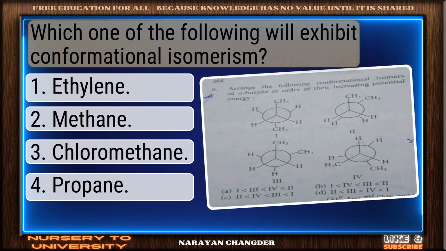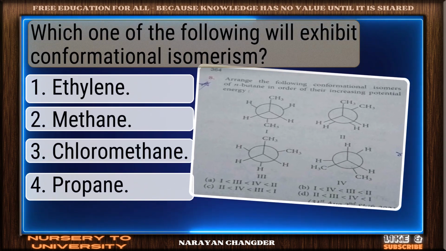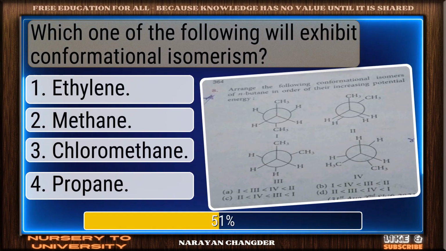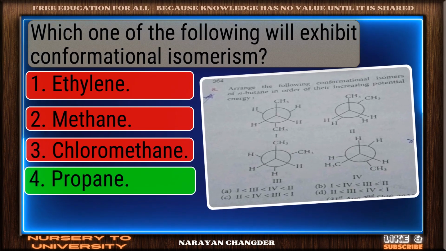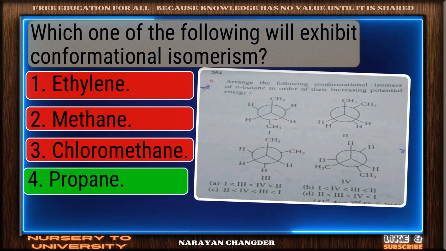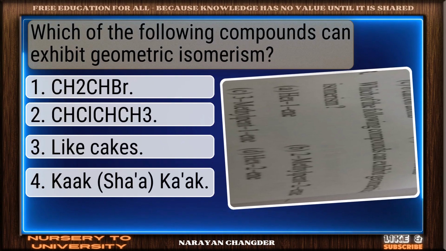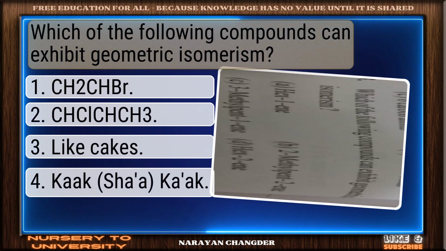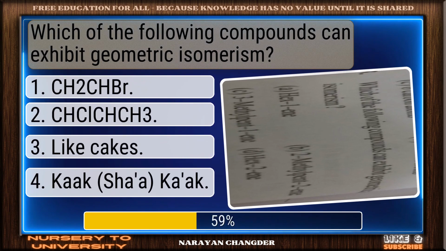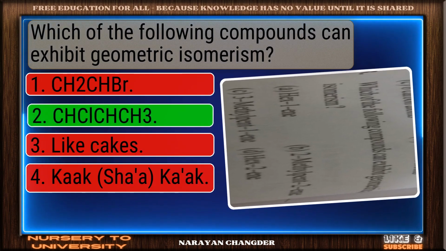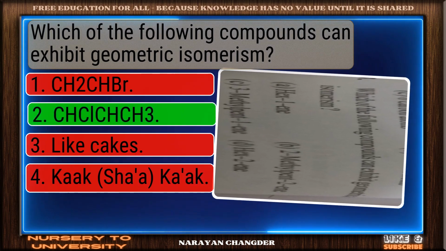Which one of the following will exhibit conformational isomerism? Smart move. Propane is an accurate answer. Which of the following compounds can exhibit geometric isomerism? Smart pick. Option 3 is the correct choice.